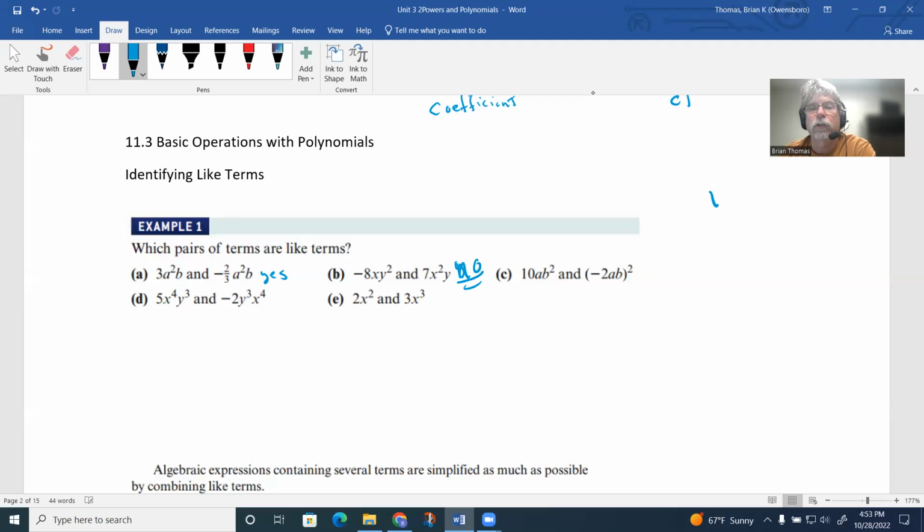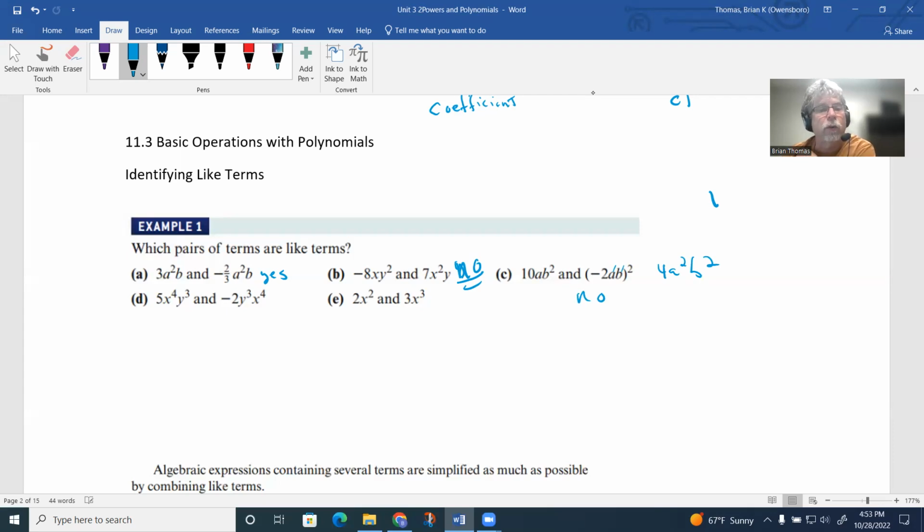Notice how we have 10ab squared, and here we have negative 2 times ab squared. This really needs to be simplified first. So negative 2 squared would actually be a 4. And remember that power of 2 has got to come through there. That's actually a squared, b squared. So that's how these are not like terms. So that'd also be no for C.